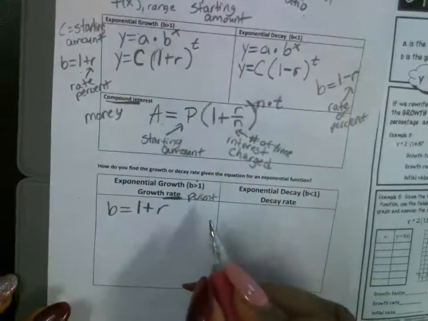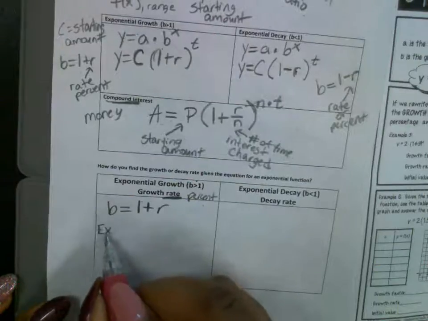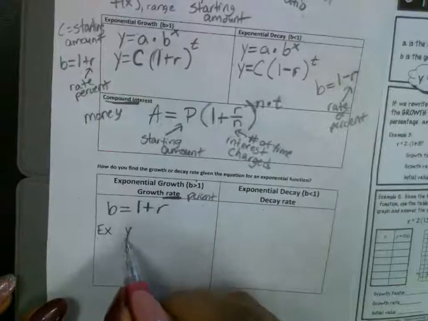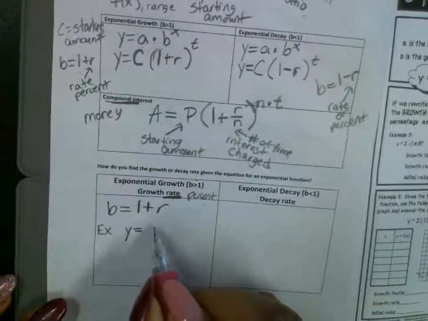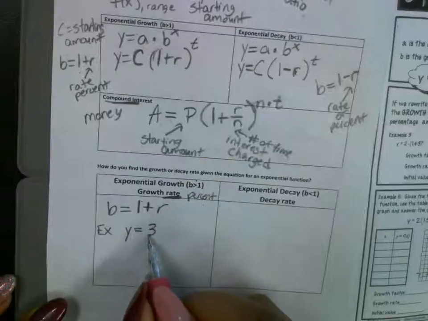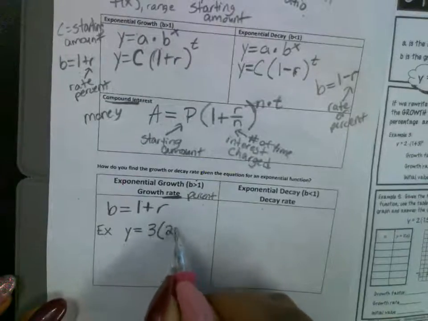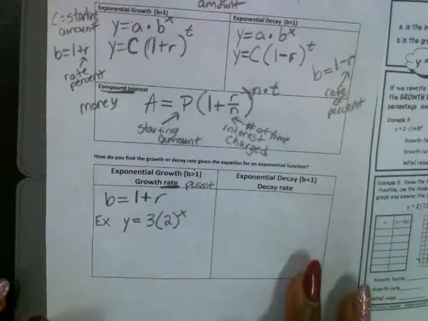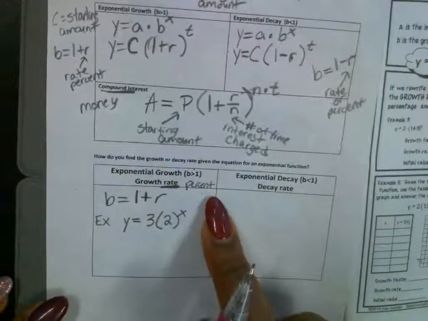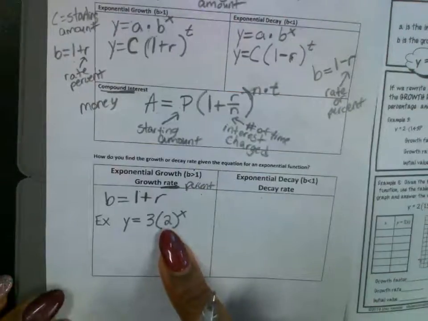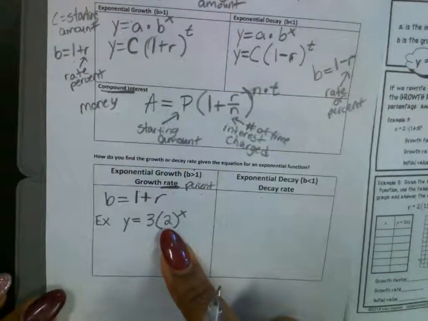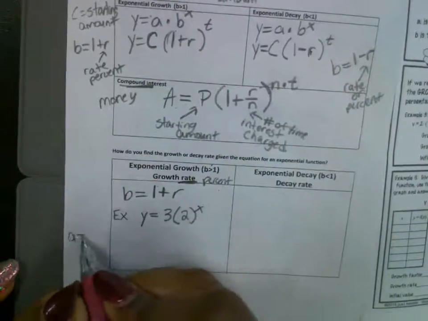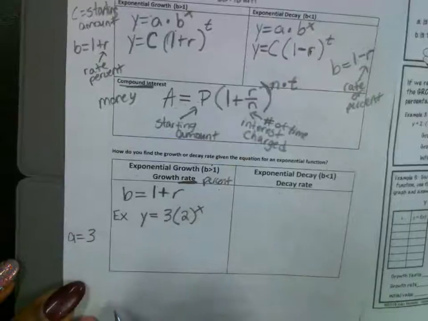Okay, so I'm going to give you an example. Let's suppose that the equation that they give you, the exponential function, is y is equal to the starting amount. Let's make it 3 times 2 to the x power. We want to know what percent did it increase by. This is the common ratio. Okay, that's not the percent that it grew. That's your common ratio. A is going to be 3. That's your starting amount.